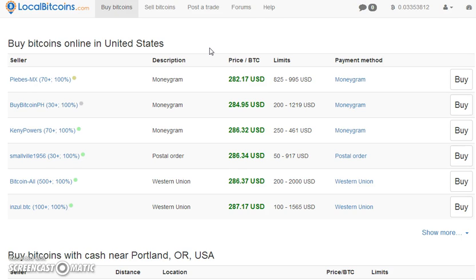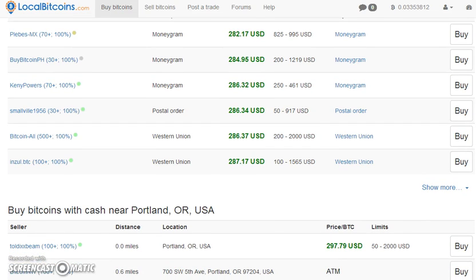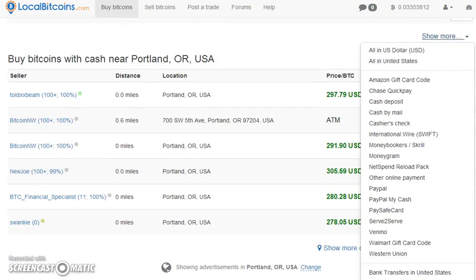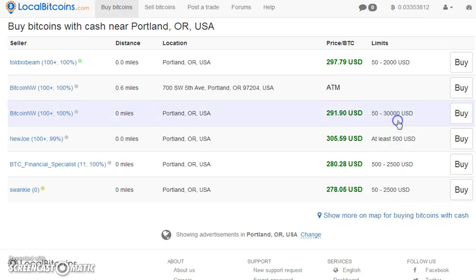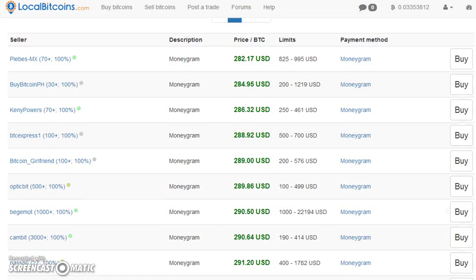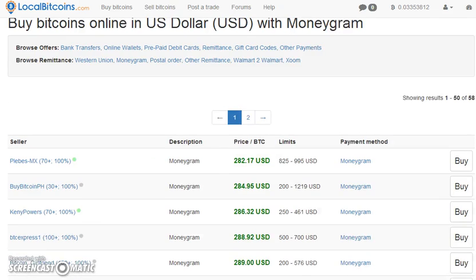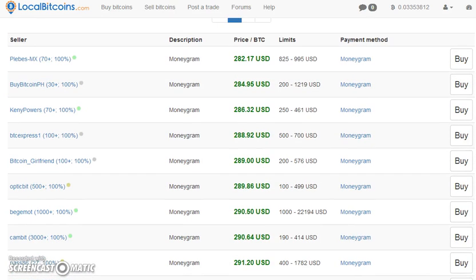But for this, these are the sample of the ads. So you see there's a couple of MoneyGram, a couple of postal order, Western Union. There's way more options than that though. If you already know how you want to pay, let's say you want to pay with an option like MoneyGram, then you go down here and click on Show More, and you're going to get a list of all the different options. In this case, I'm going to go to MoneyGram, and now I'm only going to see MoneyGram ads, and only MoneyGram ads that apply to me. So, buy Bitcoins online with MoneyGram, and so then we're looking at this.